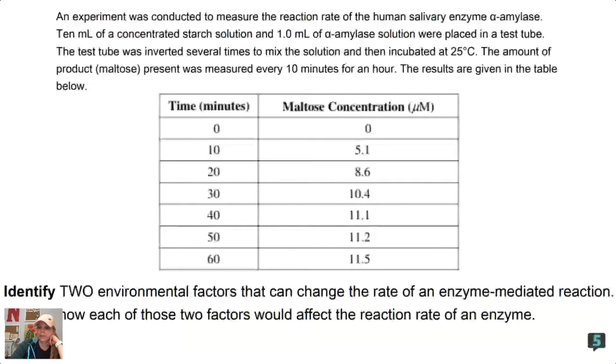Change the shape of the active site. What changes the shape? Complete sentences. Capital letter and a period. Temperature. With a higher temperature, they are able to break down faster. Change the temperature and pH. Okay. You're all giving me the answer.